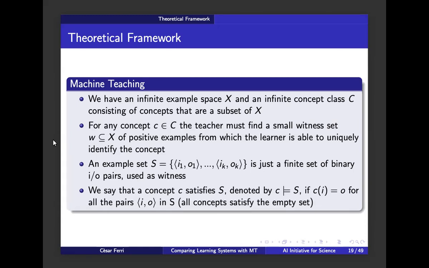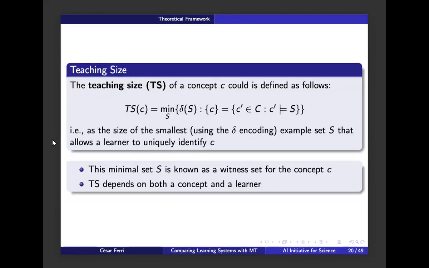A witness set, or an example set, is a set of pairs in which we have input and output. And we say that a concept satisfies a witness set, and we denote it by this symbol, if for all the pairs in the set, the concept satisfies that example. Okay, so using this notation, we develop a new definition that is called teaching size.